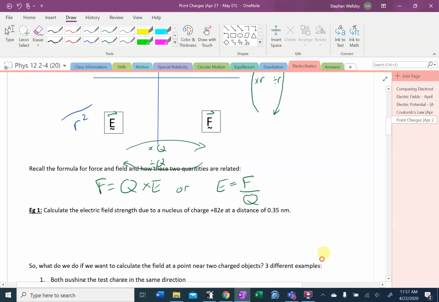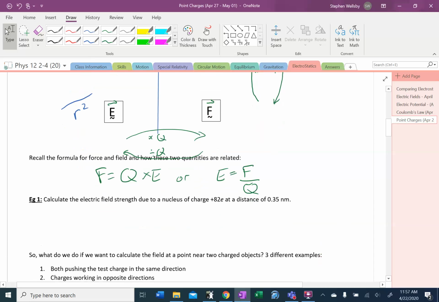Of course we can always just use the formula. So F equals K Q1 Q2 over R squared, and E is just going to be KQ over R squared. So let's try this question here. Please pause the video in a moment when I stop talking and try this calculation for yourself.